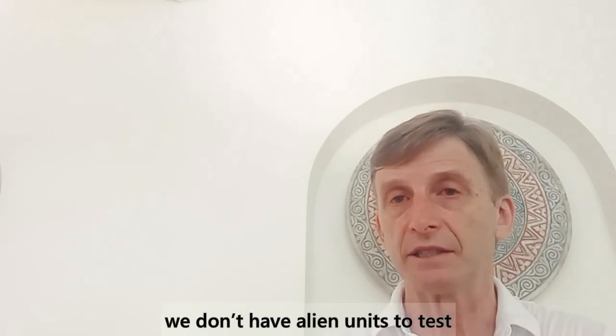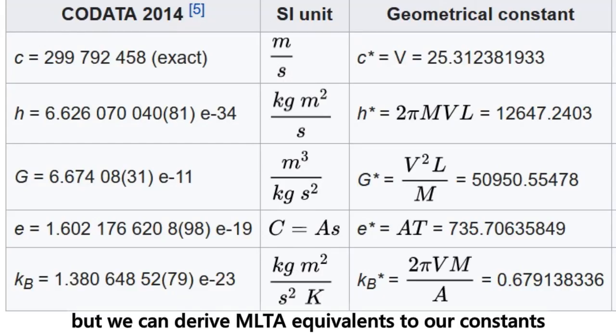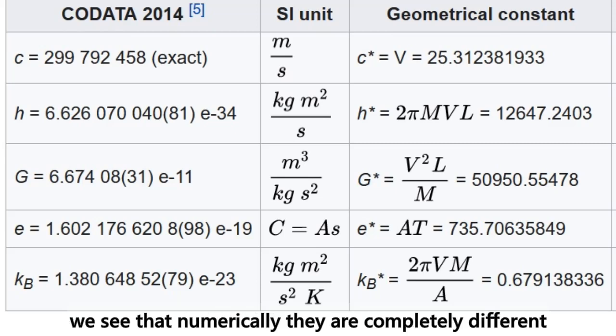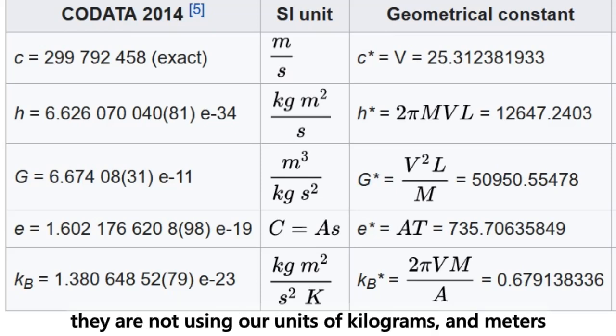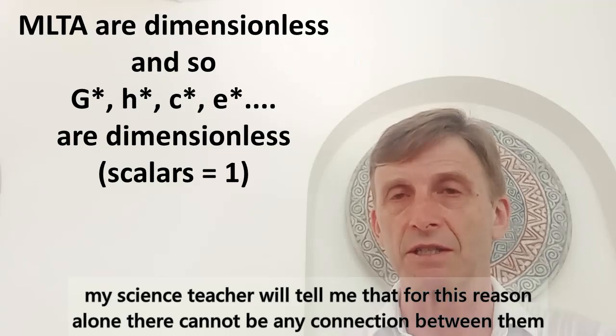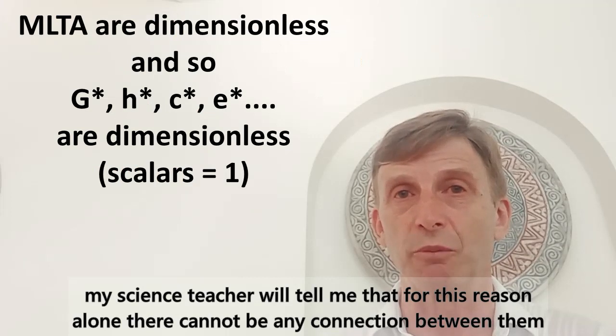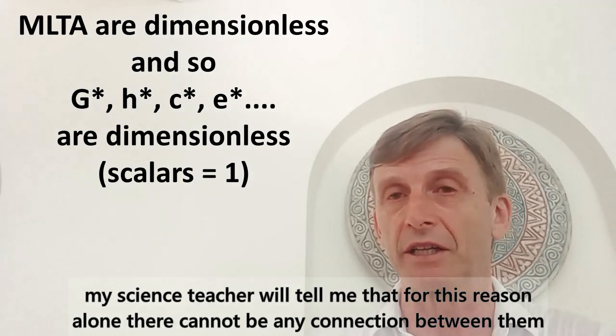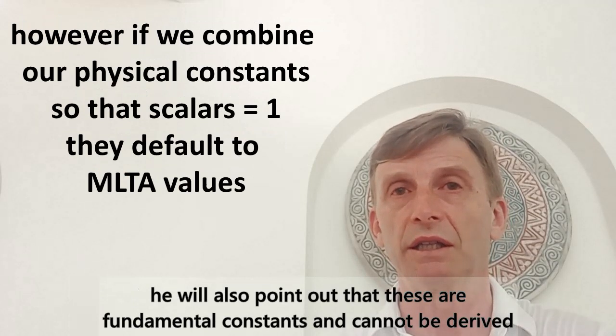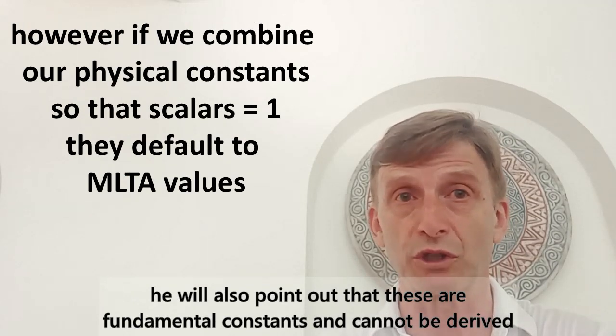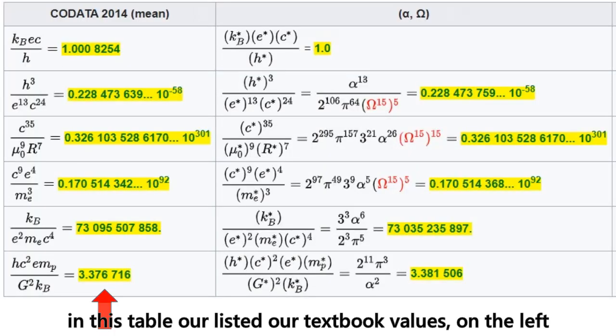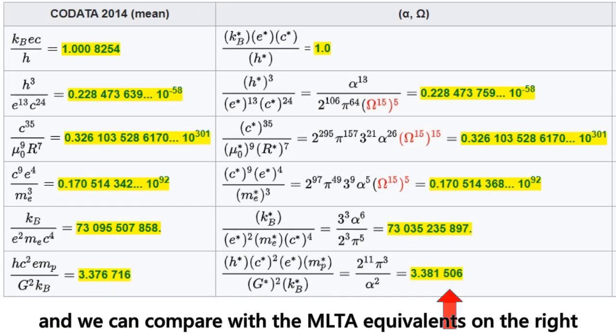We don't have alien units to test, but we can derive MLTA equivalents to our constants. We see that numerically they are completely different, and they should be different. They are not using our units of kilograms and meters. My science teacher will tell me that for this reason alone, there cannot be any connection between them. He will also point out that these are fundamental constants and cannot be derived. In this table are listed our textbook values on the left, and we can compare with the MLTA equivalents on the right.